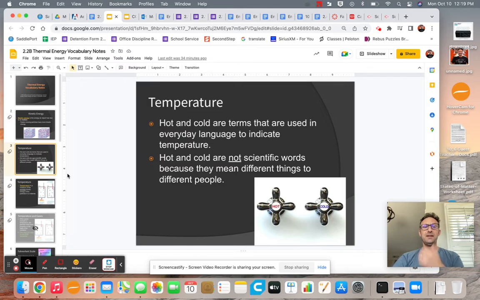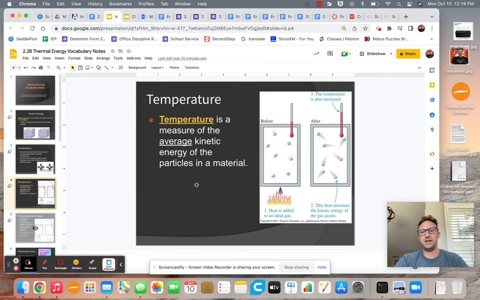All right. Now, temperature and hot and cold are everyday terms. You may be used to seeing these, but hot and cold are really not scientific terms, because what's hot to one person is not hot to another, and what's cold to one person is not cold to another. So instead, let's define temperature like this. It's the measure of the average kinetic energy of the particles in a material. So that word, average, and you can pause for a moment to go and write this down.